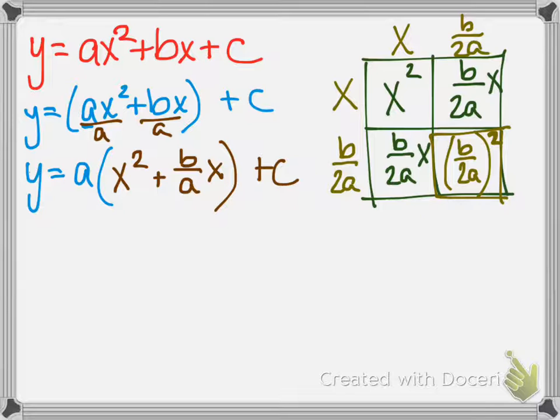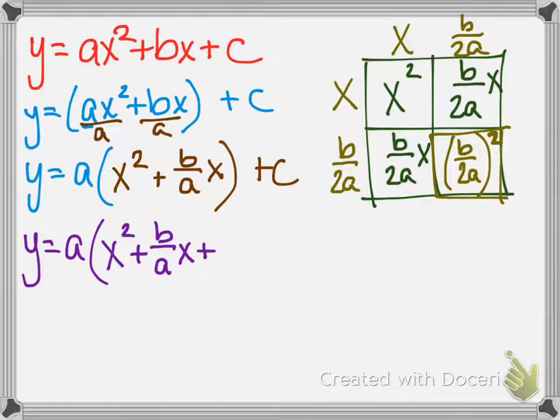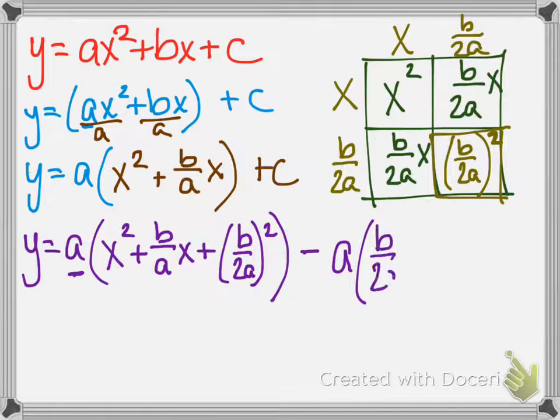Okay, so now let's put it all into a nice equation, shall we? y equals a times x squared plus b over a x plus, that complete, b over 2a squared. Then I have to subtract that on the outside, but I have to multiply it by the a that I took out, so a times b over 2a squared plus c.